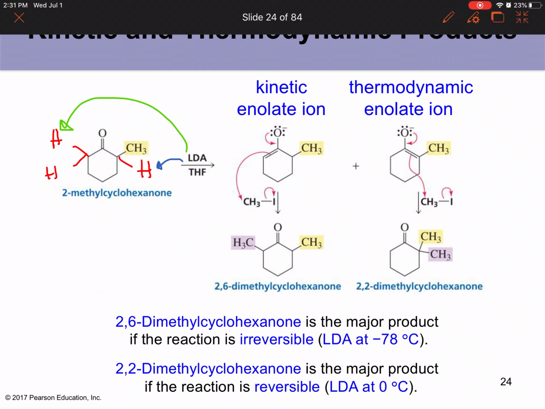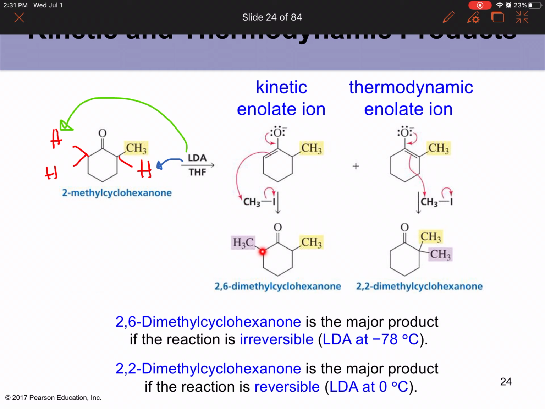So let's see if it goes by the green pathway. It's going to generate a negative charge over here and then form the enolate. Now you guys know how the enolate is formed. This is the enolate. If this hydrogen is lost to LDA, then when you add the alkyl halide, it's going to alkylate the alpha carbon over here. We call that the kinetic enolate.